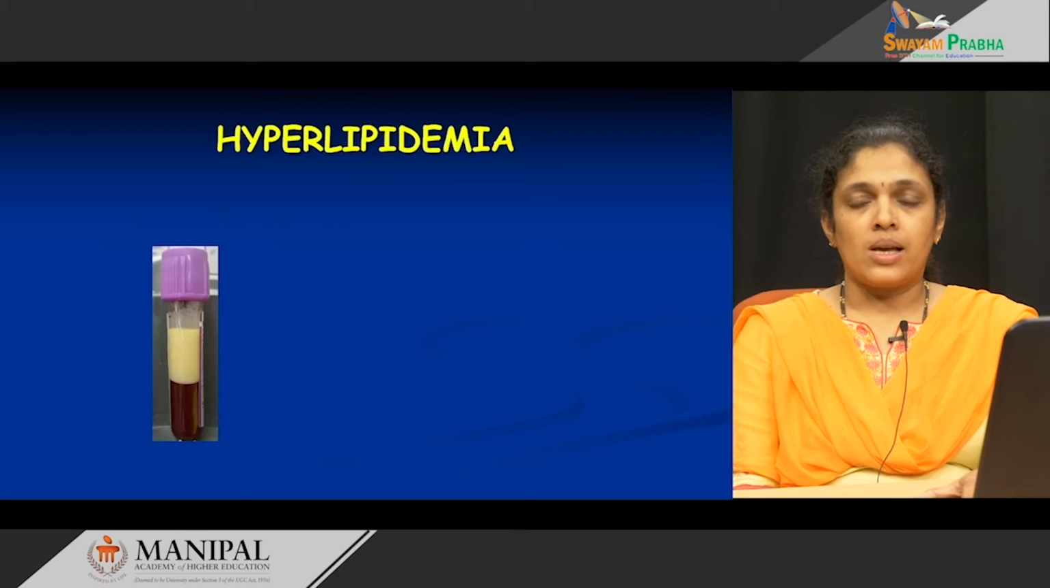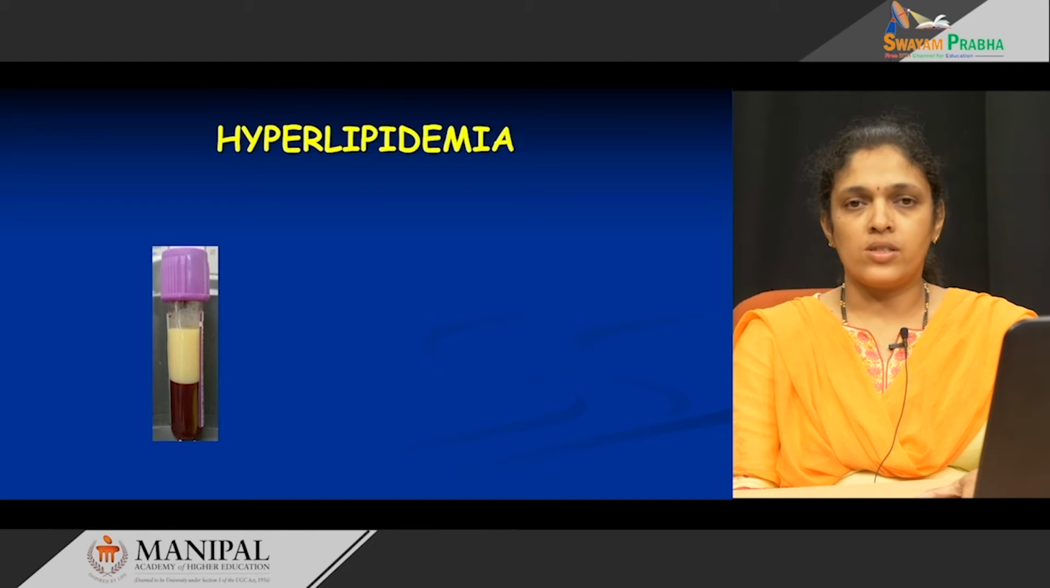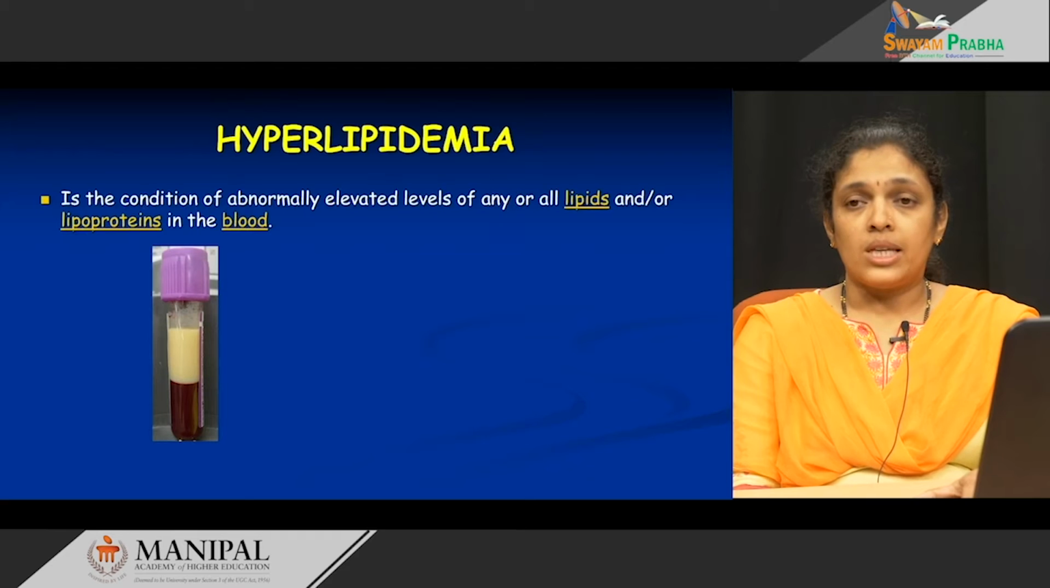Now, if you look at hyperlipidemia, this is a serum sample in which the topmost layer of the vacutainer is milky. It shows that there is something abnormal related to lipid metabolism. There is an excess of chylomicrons in this case, which indirectly means there is excess triacylglycerol. This is how the serum looks.